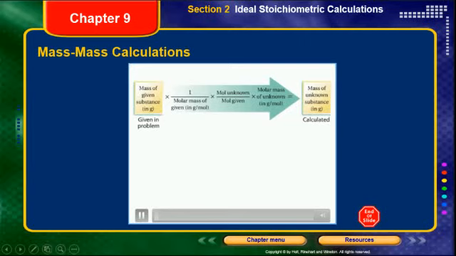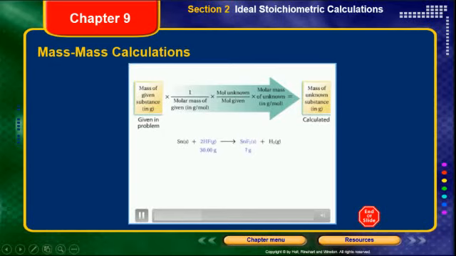4 pieces of information are needed to solve a mass-mass problem. The mass of the given substance, the molar mass of the given substance, the mole ratio of the 2 substances, and the molar mass of the unknown substance.